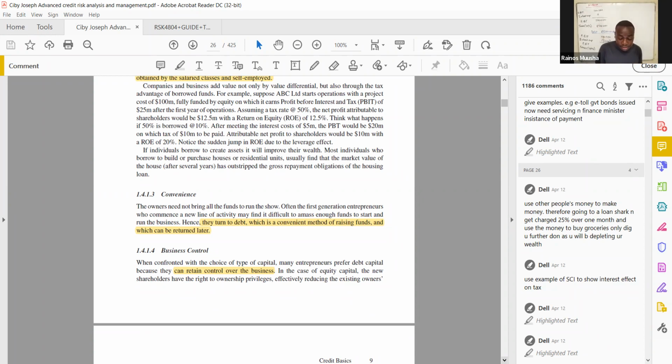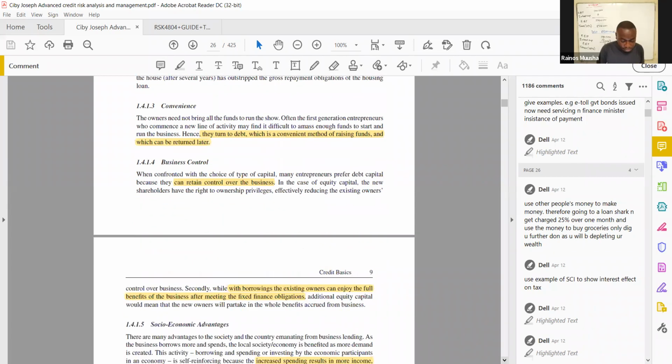So a convenient way of raising money is through debt financing, because you're able to get the money now instead of waiting to get that money later, so that you're able to repay it later, instead of having to wait to raise the money yourself internally and only then start the project as well. Then the next advantage is business control.